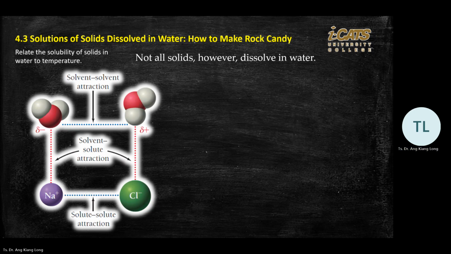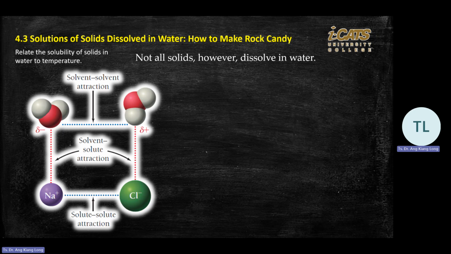Okay. So now what we want to do is relate the solubility of a solid in water to temperature. So we use this diagram. On the top, you see the blue dot. So this is the solvent. On the top is the solvent. On the bottom is the solid attraction. Solute is the minority component. So these two are able to dissolve when they are polar to polar or non-polar to non-polar.